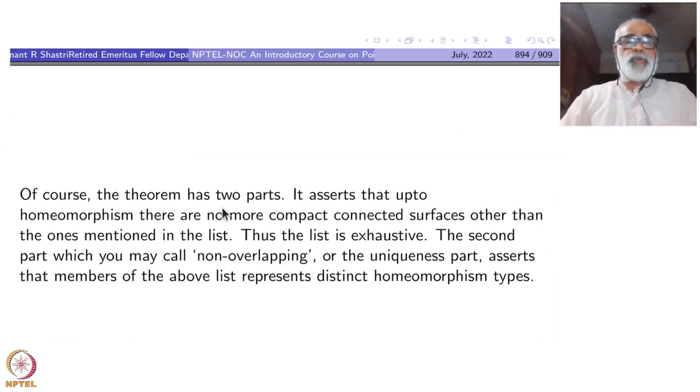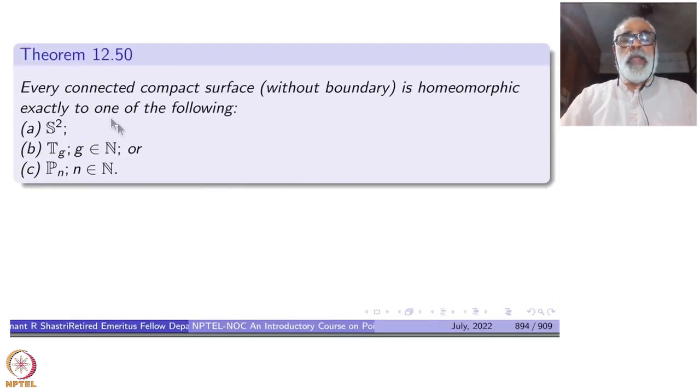The theorem has two parts. You see, every compact connected surface is exactly one of them. First of all, take any compact connected surface, you must be able to find it here. Means what? Up to homeomorphism. But there may be two different ones that are homeomorphic in the list? No, every element here is a different homeomorphism type.